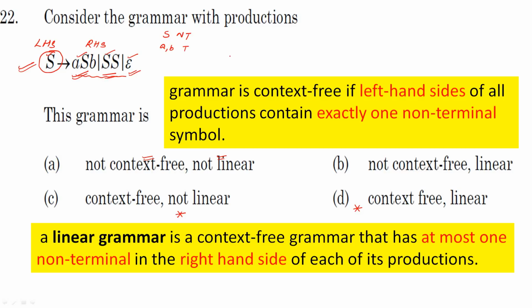But the second production, S implies SS, has more than one non-terminal on the right hand side. So this is not linear. Due to this production, our grammar is not linear. So our answer is C: it is context free, but it is not linear.